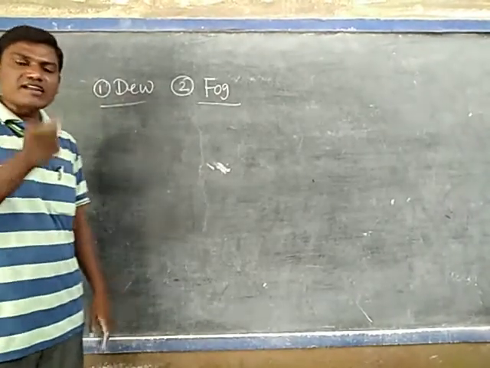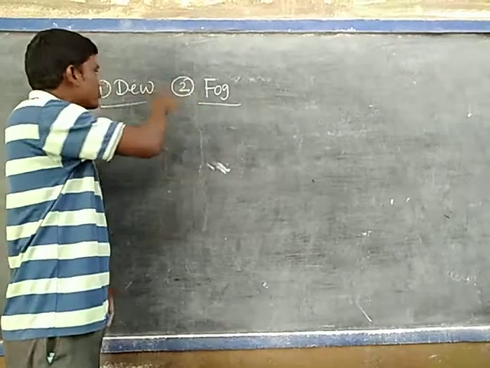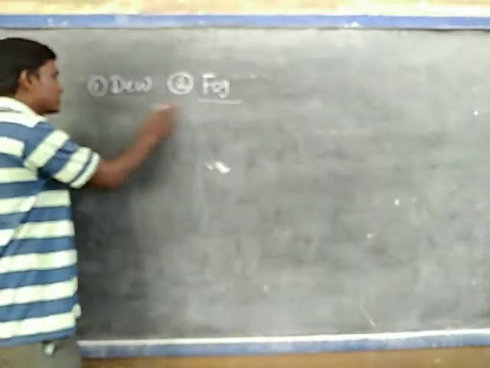How is the condensation process involved in the dew and the fog? First of all, before going to that, what is the dew and what is the fog? I will explain that clearly.